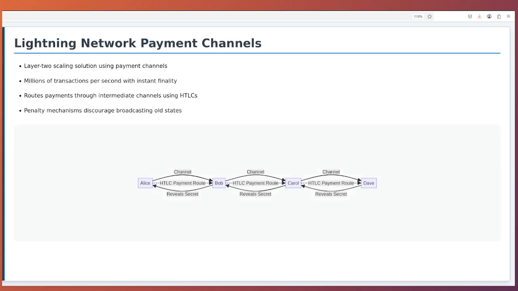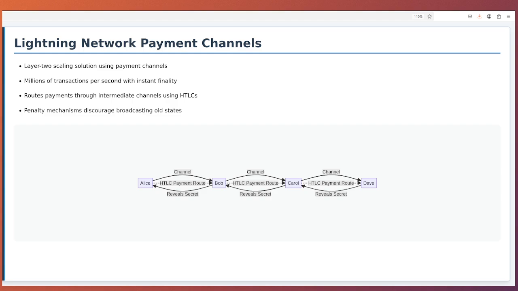The Lightning Network is Bitcoin's most successful Layer 2 scaling solution, enabling millions of transactions per second with near-instant finality and minimal fees. It works by creating payment channels between parties using sophisticated Bitcoin contracts. A payment channel is a multi-signature address where both parties lock funds. Instead of broadcasting every transaction to the blockchain, parties exchange signed transactions off-chain that could be broadcast at any time.